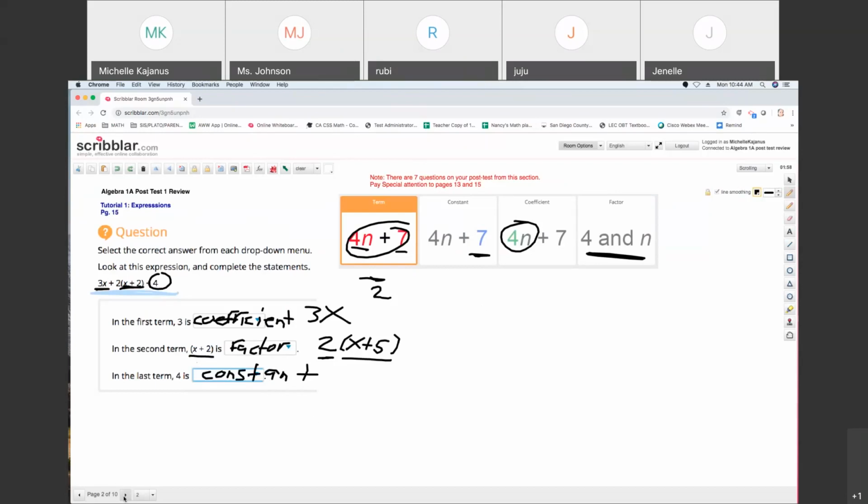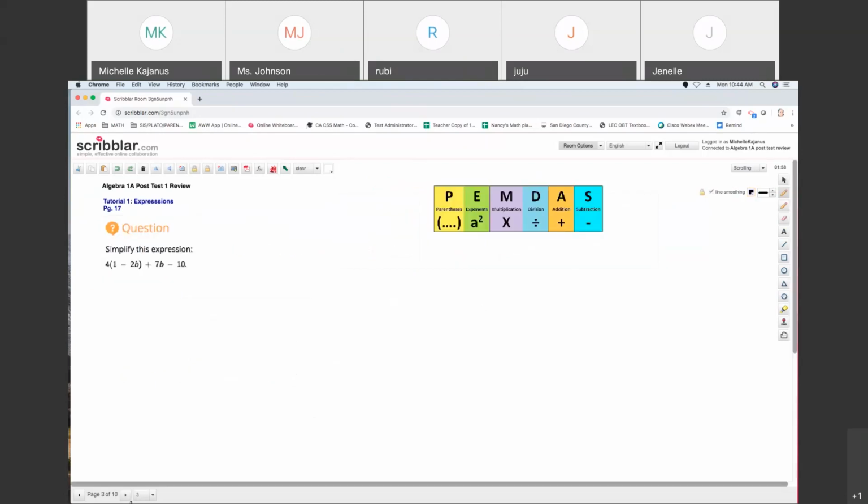Okay. Number 3. If you want me to go back to any of the problems, please let me know, or let Miss Johnson know in the chat. Okay, the next one, simplify this expression. This looks similar to the first example. The only difference is that now we're going to be dealing with variables, and they're going to be part of our response.